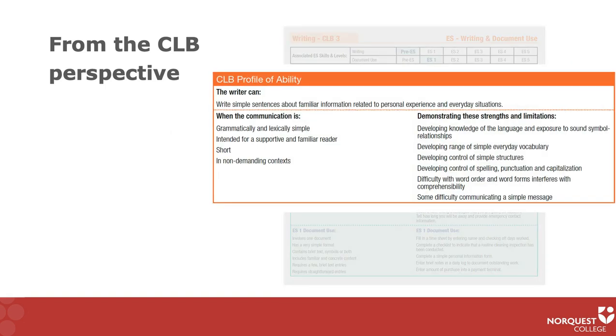The CLB profile of ability describes what a person is able to do when using language at each CLB level. The profile for each CLB has been reproduced in the comparative framework with the same wording and order used in the CLB document. It serves as a reminder of the strengths and limitations that a person brings to communication tasks at a particular benchmark.